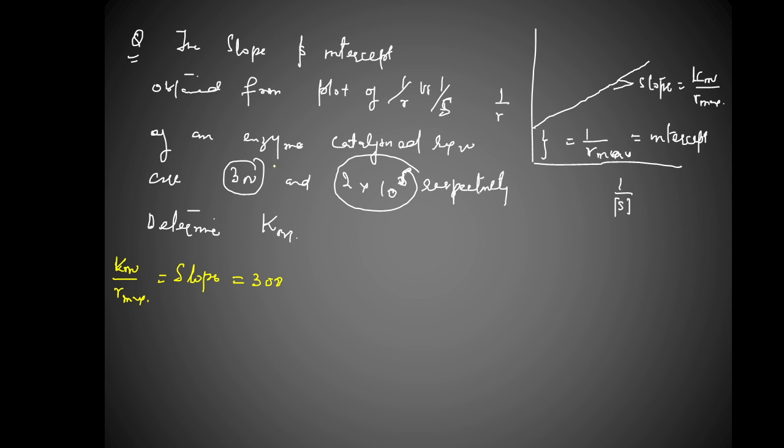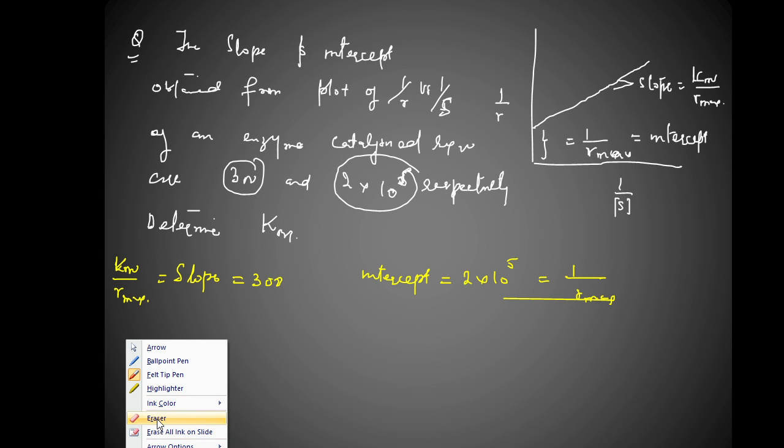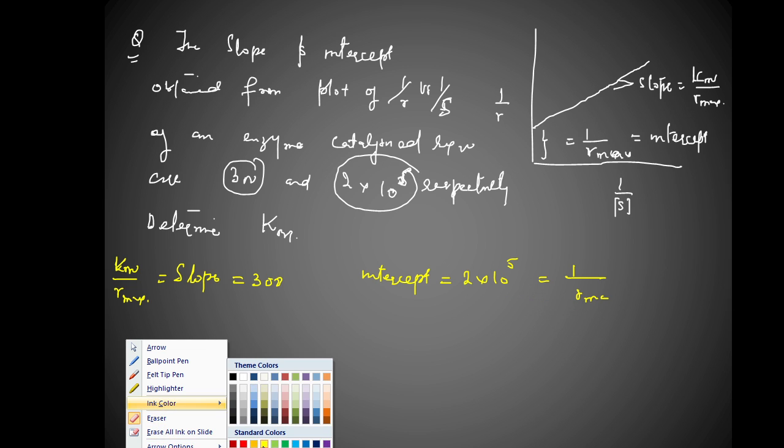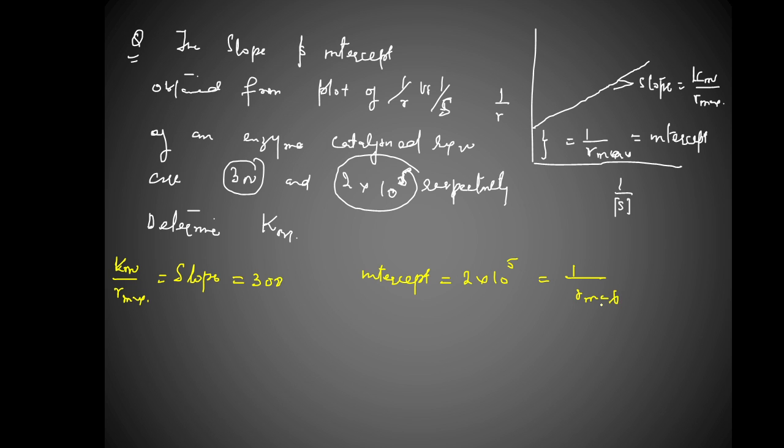And the next thing which is given is the intercept. The intercept in this case is equal to 2 into 10 to the power 5. But how can we determine the intercept? That's 1 upon R max. So the intercept is equal to 1 upon R max over here. Now see, it becomes easy. We have to determine this Km, and R max can be obtained from here.